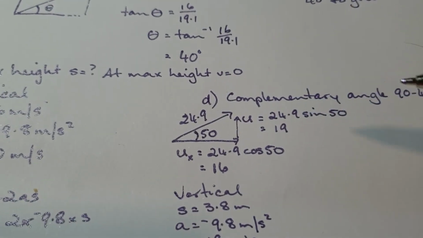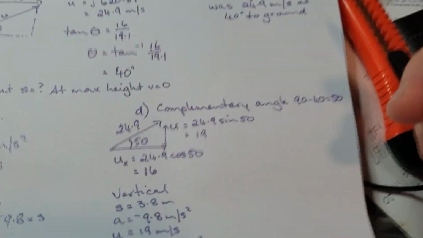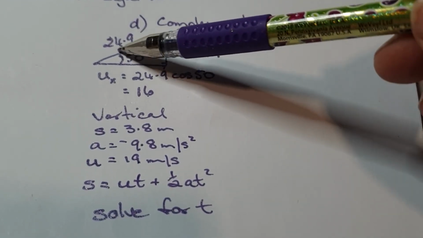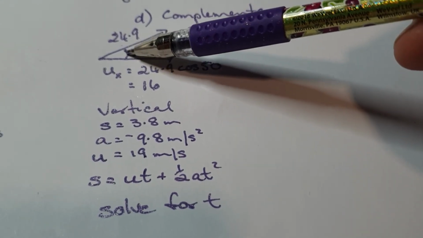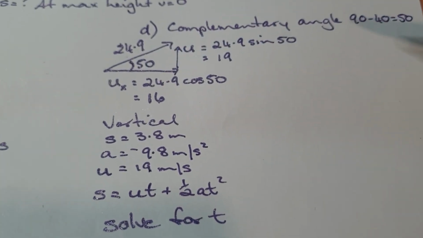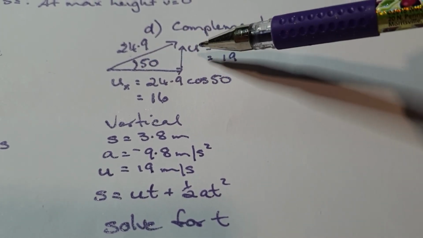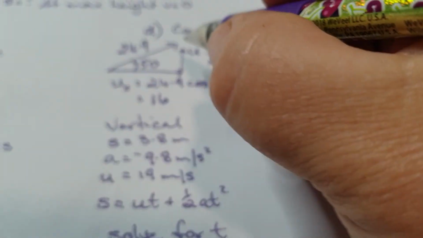Part D, it says what time of flight for the complementary angle. So we know it was 24.9. The complementary angle, instead of 40, it's going to be 50, because 40 plus 50 gives you 90. And then we're splitting that into a vertical and a horizontal component.